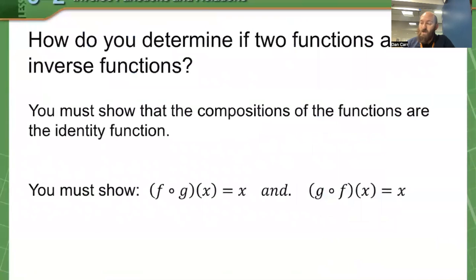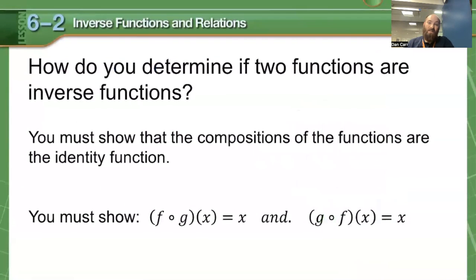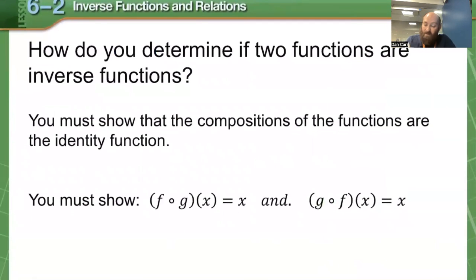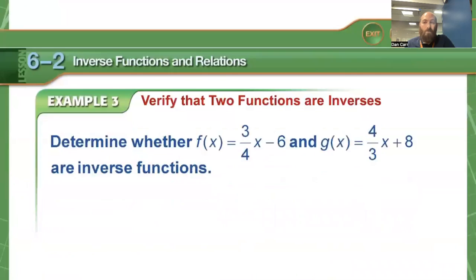Okay, but let's talk about this now. Let's tie back to what we did yesterday. How do you determine if two functions are inverses? Well, what that means is you must show that the compositions of the functions are the identity function, which means the identity function is just x. So if we can do f of g of x here, g of f of x here, and they both go to the x identity function, that means we have inverses for each other. So let's take a look how that looks.